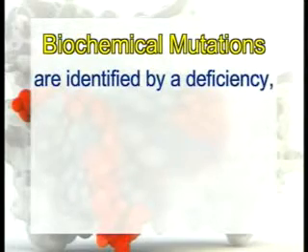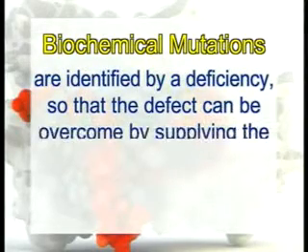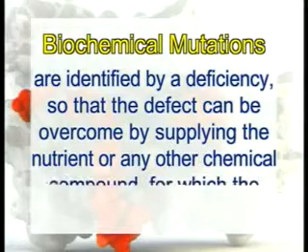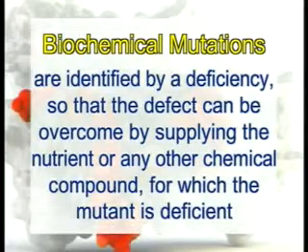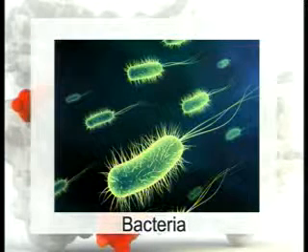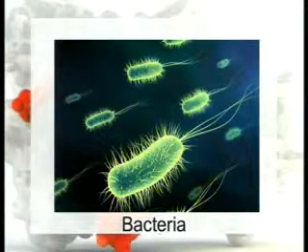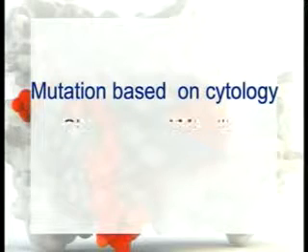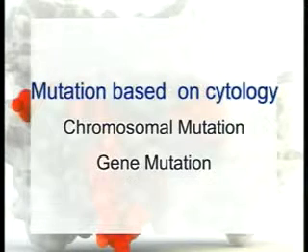Biochemical mutations are identified by a deficiency, so that the defect can be overcome by supplying the nutrient or any other chemical compound for which the mutant is deficient. For bacteria, biochemical mutants need to be grown on media supplemented with a specific nutrient. Such mutants are called auxotrophs. Mutations based on cytology are chromosomal mutation and gene or point mutation.